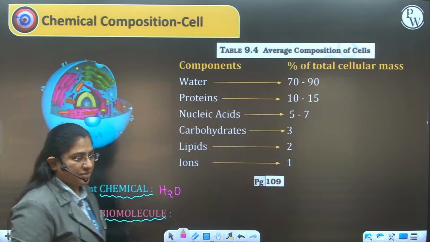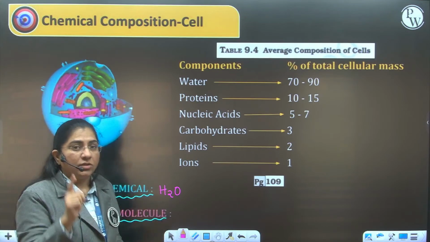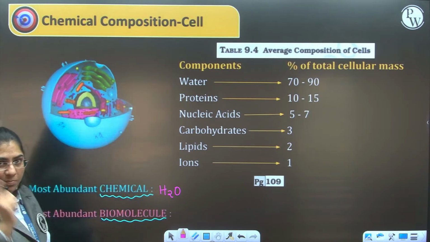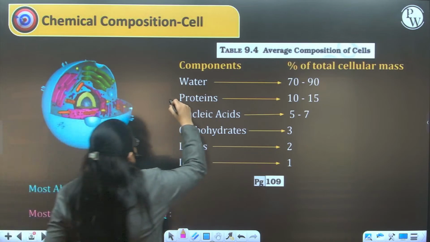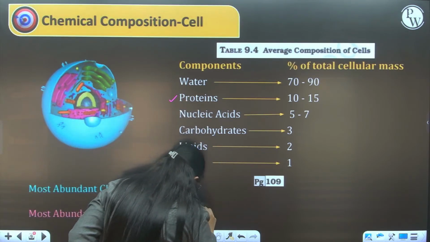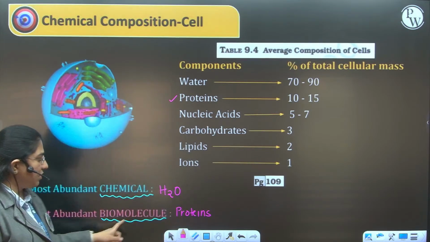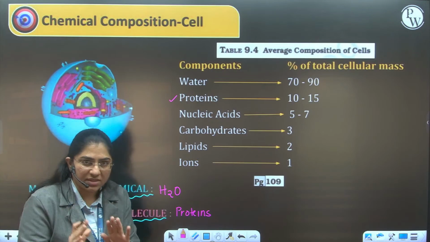70 to 90%. If they are asking for the most abundant biomolecule, the organic compound present in the cell, it is proteins. So the most abundant chemical is water. The most abundant biomolecule is proteins. Is that clear?